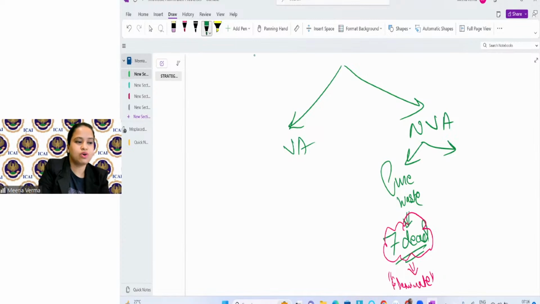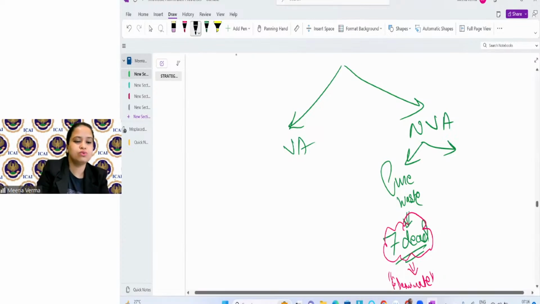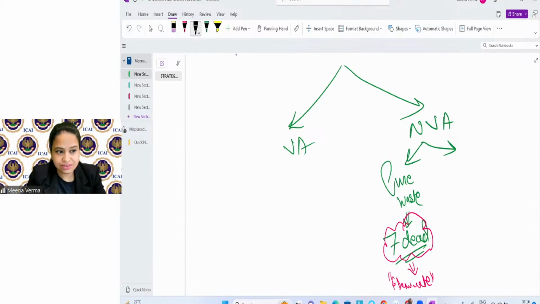Then what else, ma'am? Non-value-added activity can also include what? Other non-value-added activity, which is obviously waste, but still required in the company. Other non-value-added activity. Achha, what I said, it is a waste, but still required.